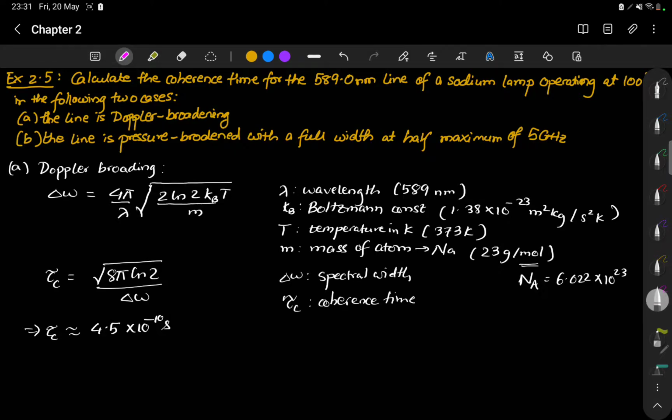So this is for the first case. We just plug in the values for lambda, kB, T and M to get the spectral width. Then using that spectral width we can put it in this expression to get the coherence time.